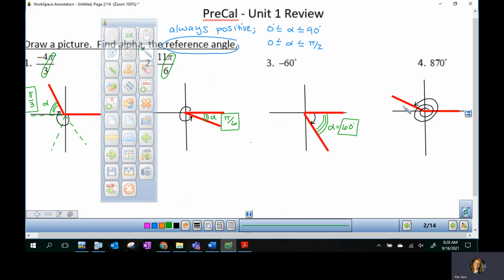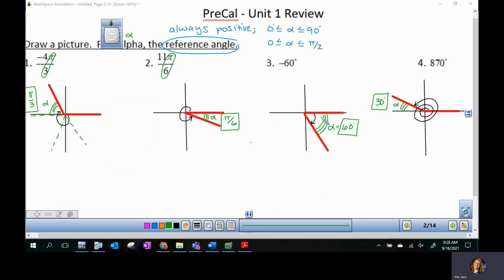Now the reference angle is here. How far from the x-axis is that terminal side? Well, y'all just told me this was an extra 150. So 150 to 180, that's a 30 degree angle. Y'all okay with that first part? Okay, so you have to know where the terminal side is based on the angle given, radians and degrees, positive and negative, and you have to be able to find reference angles.